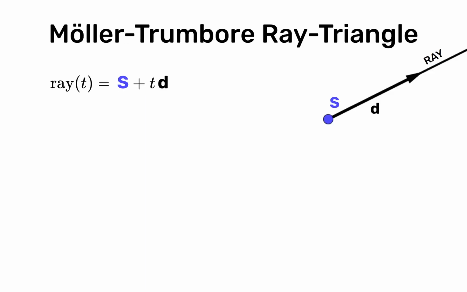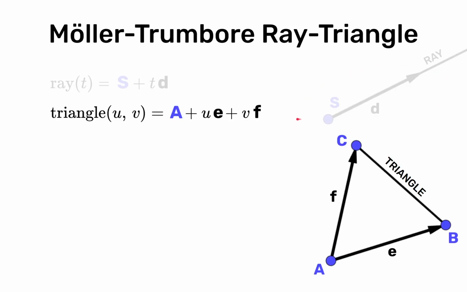Now our 3D world is composed of triangles, so we need to solve a ray triangle intersection test in order to find where the ray hits our scene. And one algorithm to do that is this Möller-Trumbore ray triangle intersection test. First we're going to define a ray, so this is our starting position plus t times d, and it looks like this. And then we're going to define our triangle.